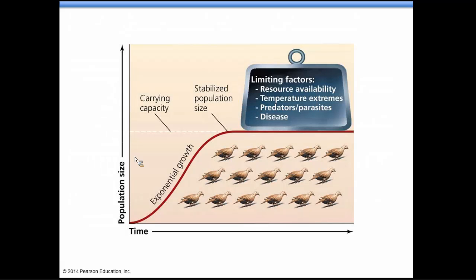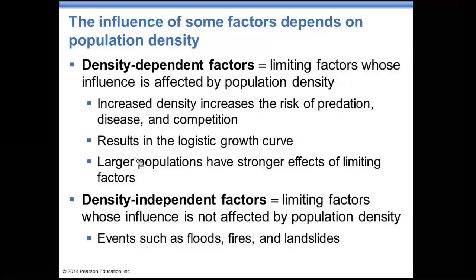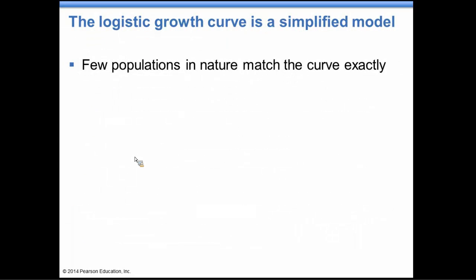So the logistic growth curve is an S-shaped curve showing a population that increases sharply at first and then levels off as it is affected by limiting factors. So this is what that bird exponential growth graph might look like when it experiences the limiting factors. It grows exponentially and then stabilizes at a certain rate. The influence of some factors depends on population density. So the influence of density-dependent factors waxes and wanes according to the population density. Density-independent factors are limiting factors whose influence is not affected by the population's density.